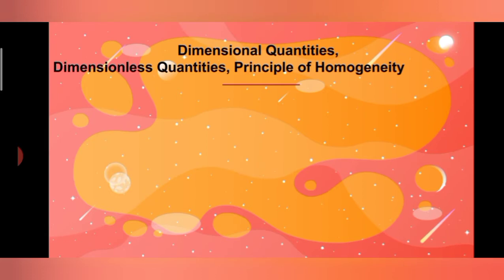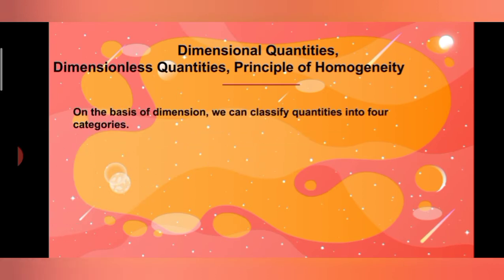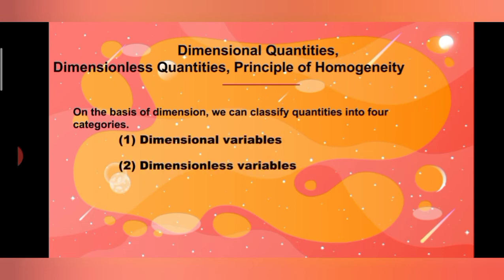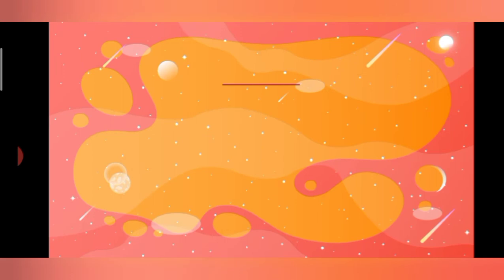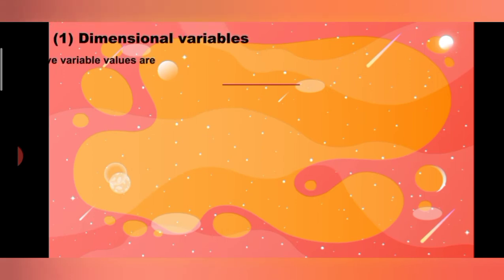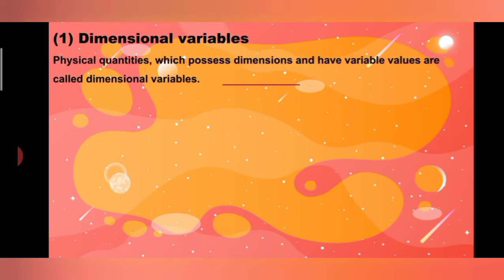Dimensional quantities, dimensionless quantities, and the principle of homogeneity. On the basis of dimension, we can classify quantities into 4 categories: dimensional variables, dimensionless variables, dimensional constants, and dimensionless constants. Now we are going to see dimensional variables. Physical quantities which possess dimensions and have variable values are called dimensional variables. Examples are length, velocity, acceleration, etc.